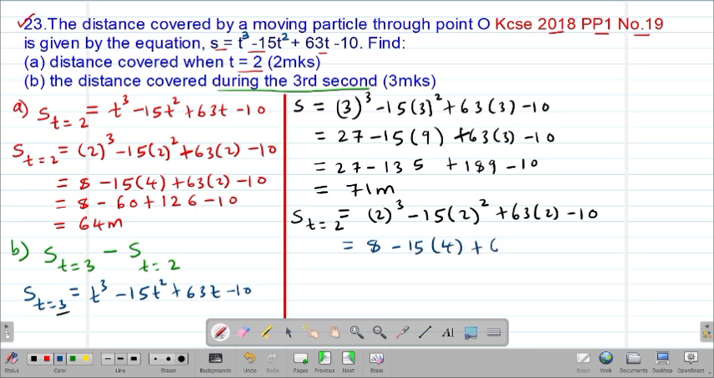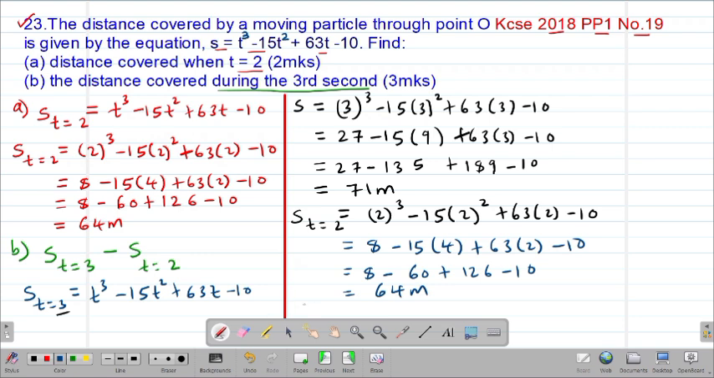Then plus 63 into 2. Then of course minus 10. So this will be equal to 8 minus 15 multiplied by 4. You'll still get 60. Then 63 multiplied by 2, you'll get 126. Then minus 10. You feed this on the calculator. Your calculator will give you 64 meters.